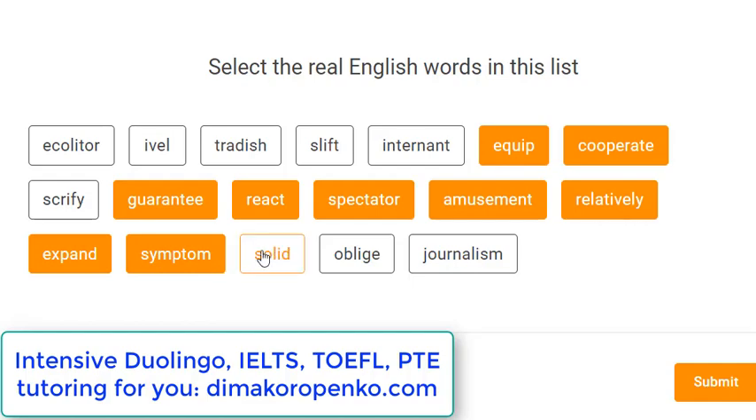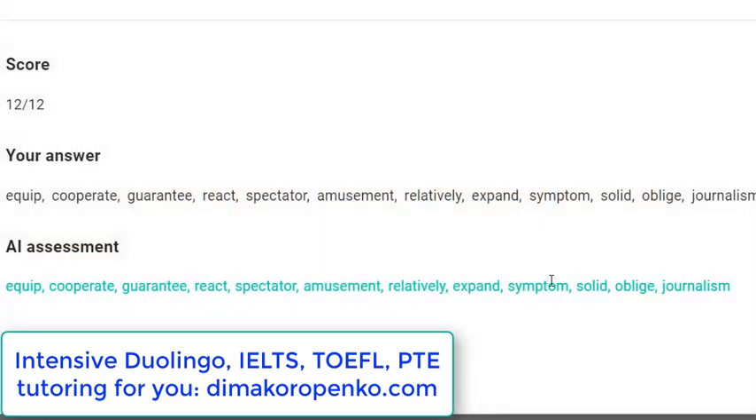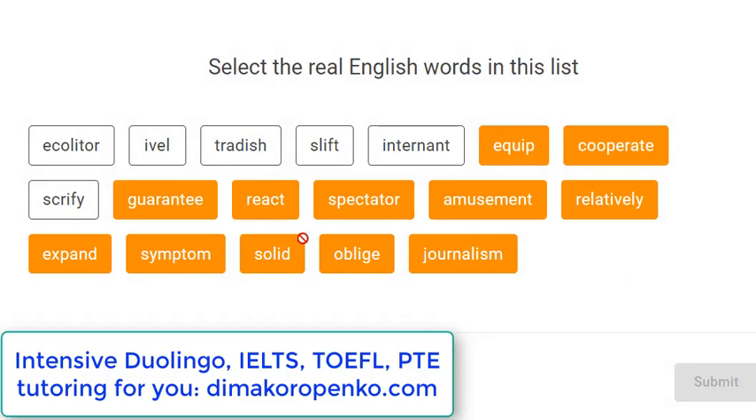So symptom. Solid. Solid usually means like stern, steady, strong, concrete, something. Solid. Solid evidence, solid structure. Oblige. Yeah. Smells like obligate, but a simpler variant. To oblige somebody. It has several meanings, but like to force somebody to do something. Yeah, to take an obligation from him. Journalism. Yes. Everybody knows journalists, journalism. Remember, please, journalism. Journa. Yeah, you see, in this task, there were more or less interesting words. Because in those previous ones, they were so simple that... Okay, yes, 12 words, 12 correct, everything's fine.